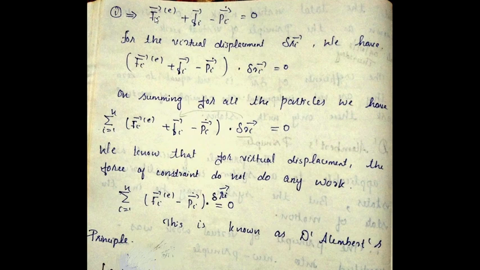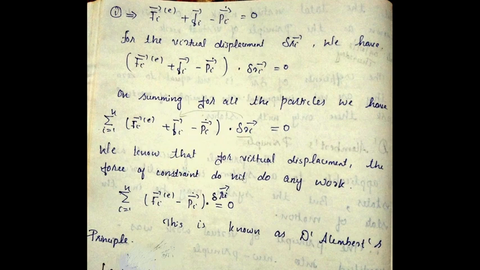See the last slide, then you can understand that's equal to 0. Now you are taking the virtual displacement. So take the dot product with delta Ri vector, and that is equal to 0. Now you are summing over all particles, so the summation from i equal to 1 to n is equal to 0.